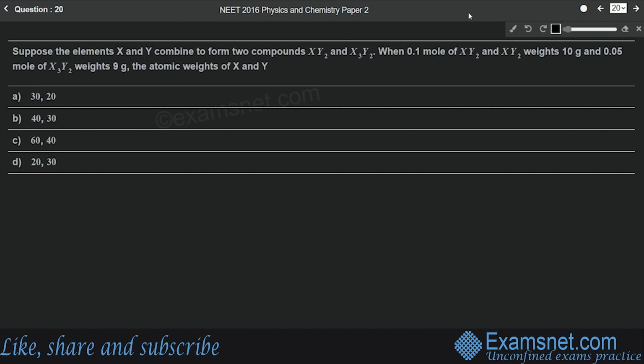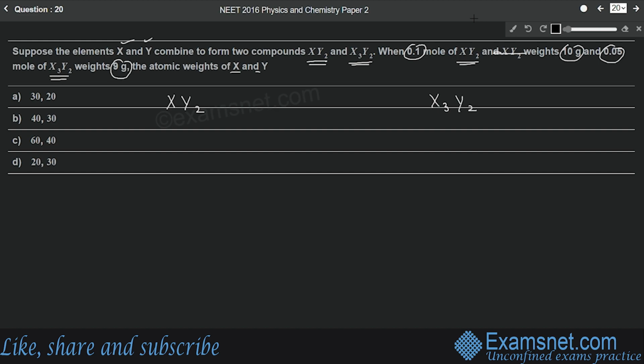Question number 20 is from some basic concepts of chemistry, and the question is: suppose the elements X and Y combine to form two compounds XY2 and X3Y2. When 0.1 mole of XY2 weighs 10 grams and 0.05 moles of X3Y2 weighs 9 grams, then the atomic weights of X and Y. Okay, so we have two compounds. First one is XY2 and the second one is X3Y2.